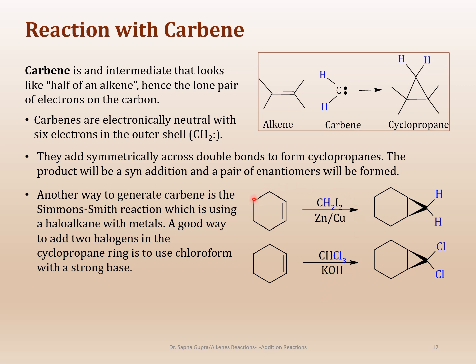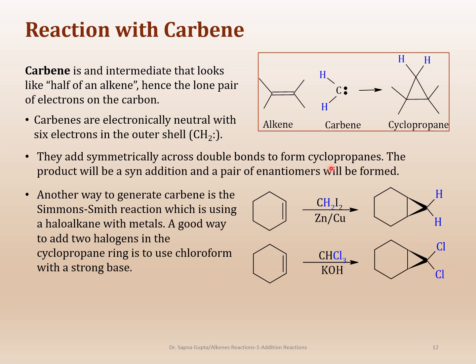So the reagents that you need for doing the reaction with carbene is you need the CH2I2, which is diiodomethane, with zinc and copper. So those are the catalysts that you need to generate the carbene. Okay, and here the carbene that's generated is by using chloroform and potassium hydroxide. So this is a strong base. It picks up the hydrogen and then picks up another chlorine, and that's how you get the electron pair there. Okay, and then you have the two chlorines added on here.